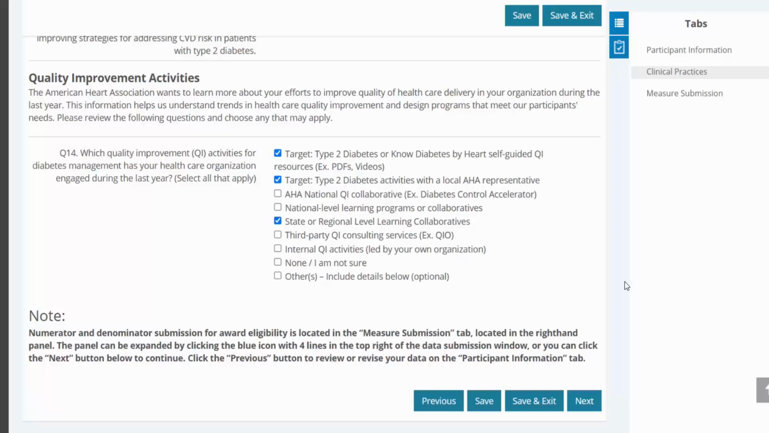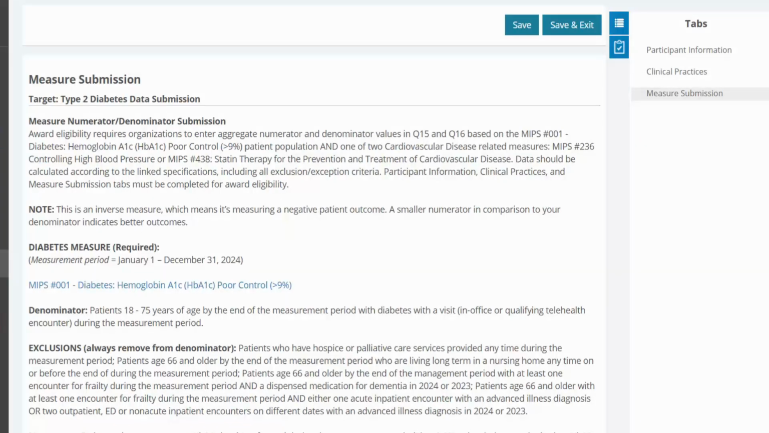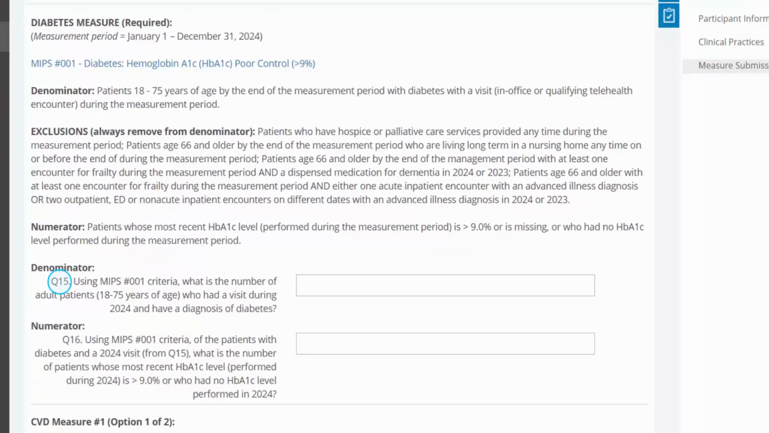The final questions are housed in the Measure Submission tab, which you can find by clicking Next at the bottom of the screen or under Tabs on the top right. Question 15 is the denominator of the MIPS number 1 measure, which is required for an achievement award. This denominator asks for patients who had a 2024 office visit and have been diagnosed with diabetes. Using the MIPS number 1 measure, which again can be accessed via this link, how many patients met these criteria?